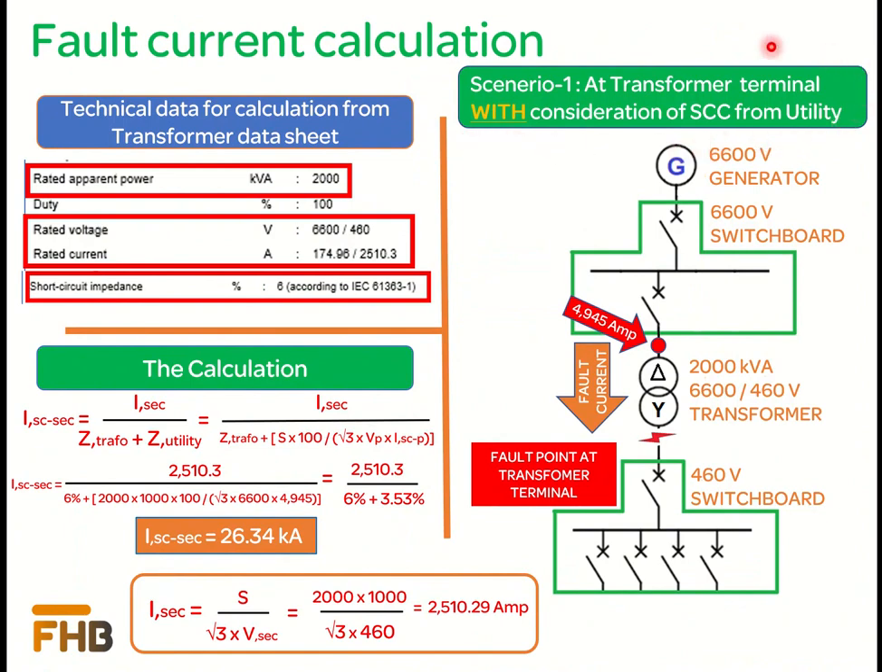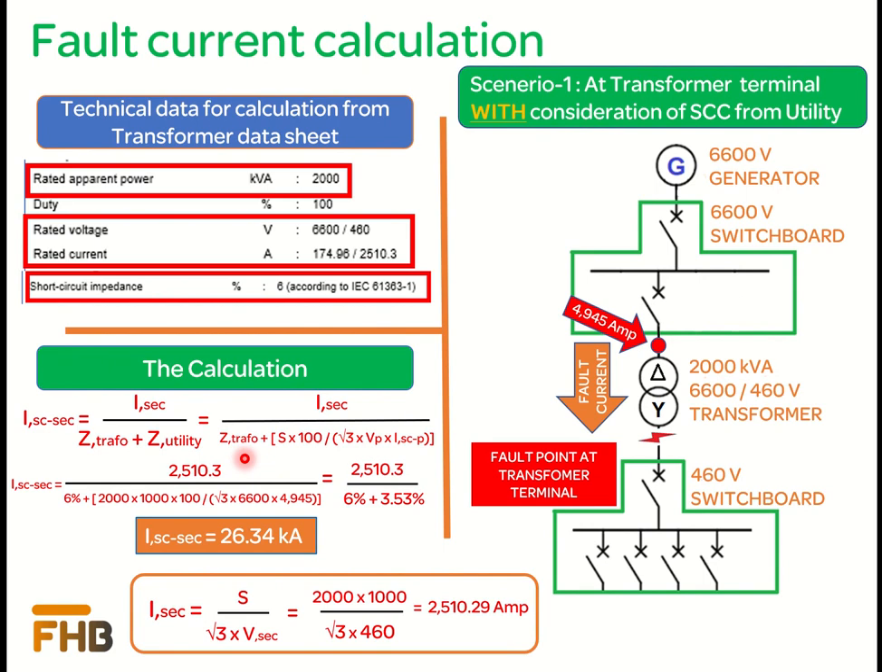To calculate the short circuit current leaving the transformer secondary, first we need to calculate the total short circuit impedance of the transformer during a short circuit condition. Parameters to consider in the equation for calculating the total short circuit impedance are the Z-trafo, which is the rated short circuit impedance of the transformer, and its value is available from the transformer datasheet or nameplate data. Second parameter is the Z utility, which is the ratio of the rated transformer kVA and the transformer's short circuit kVA. Total short circuit impedance of the transformer is the sum of Z-trafo and Z utility.